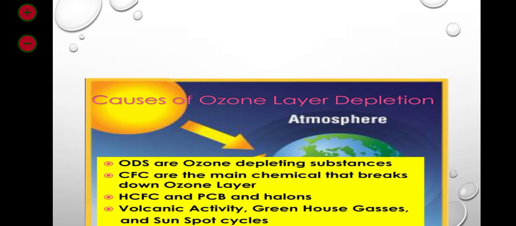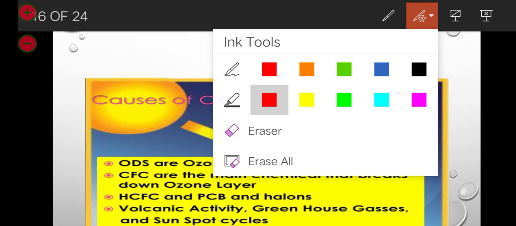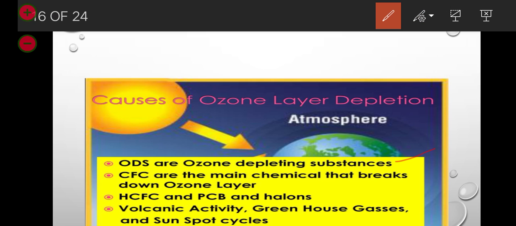ODS are ozone depleting substances. CFC, chlorofluorocarbon, is the main chemical that breaks down the ozone layer. HCFC and PCB are also radicals. Volcanic activity, greenhouse gases, and sunspot cycles are also causes of ozone layer depletion.